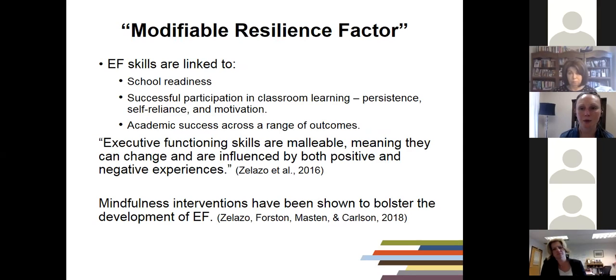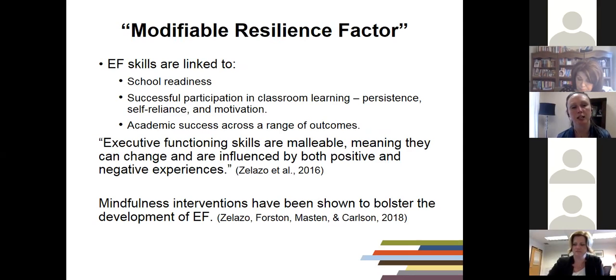And these skills are malleable. We've talked about this idea that the brain develops in a use-dependent fashion. The prefrontal cortex is one of the last brain areas to develop, and it's one of the areas of the brain that's most plastic, meaning there's the most room for improvement potentially across the lifespan. So they're malleable, which means they can be influenced by both positive and negative experiences. While trauma may have disrupted their development in terms of executive functioning, intervention can get things back on track.